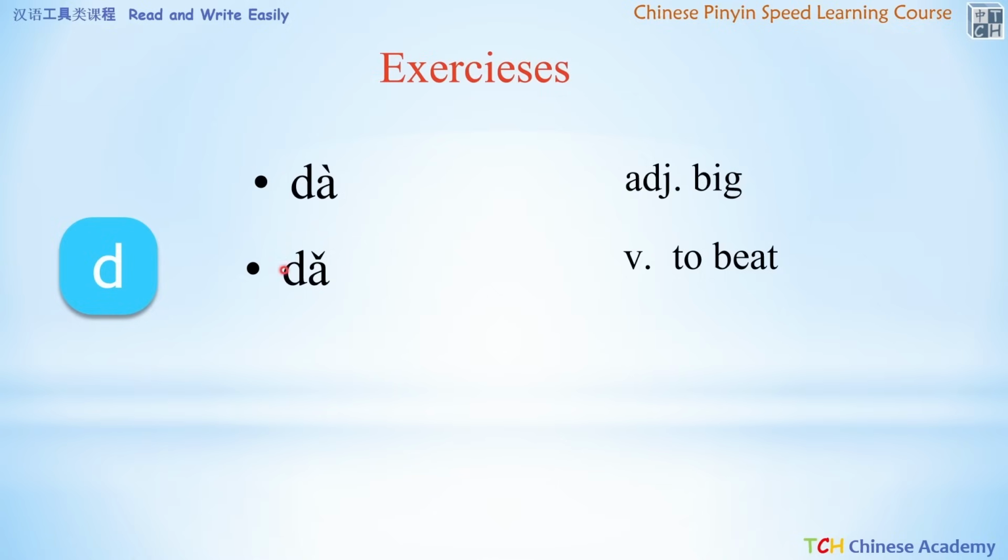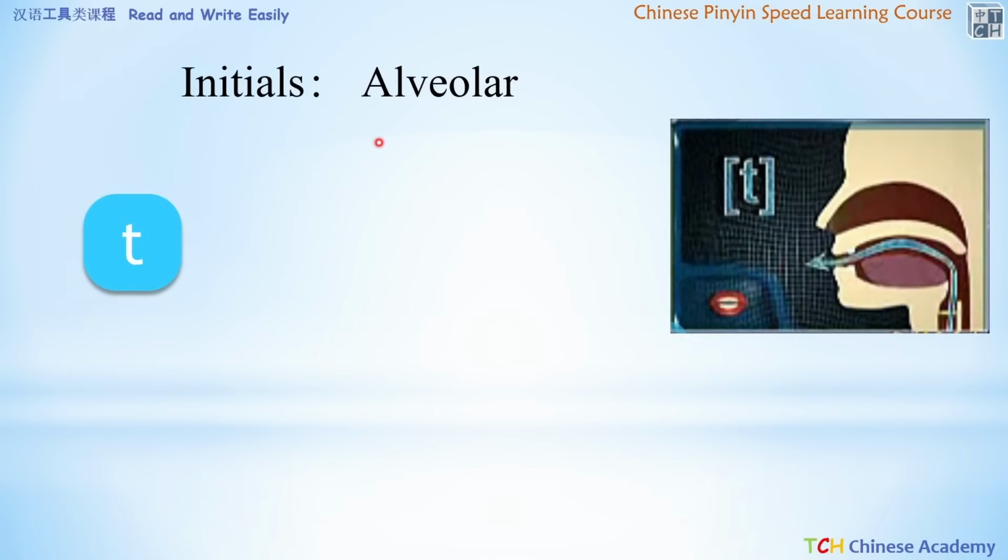And the next one is di. This final is i, and we'll learn that later. Dì, the fourth tone. And this one has no tone, as it is the repetition of the same word, so it's not stressed. Didi, that is younger brother.